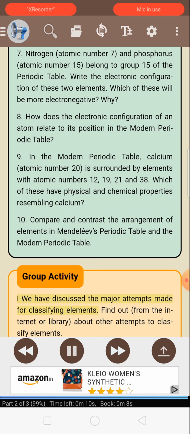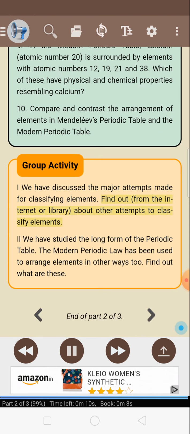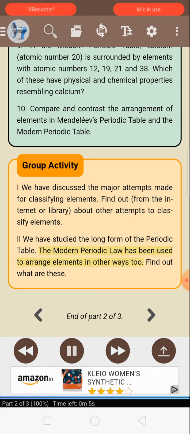Group activity. 1. We have discussed the major attempts made for classifying elements. Find out from the internet or library about other attempts to classify elements. 2. We have studied the long form of the periodic table. The modern periodic law has been used to arrange elements in other ways too. Find out what these are.